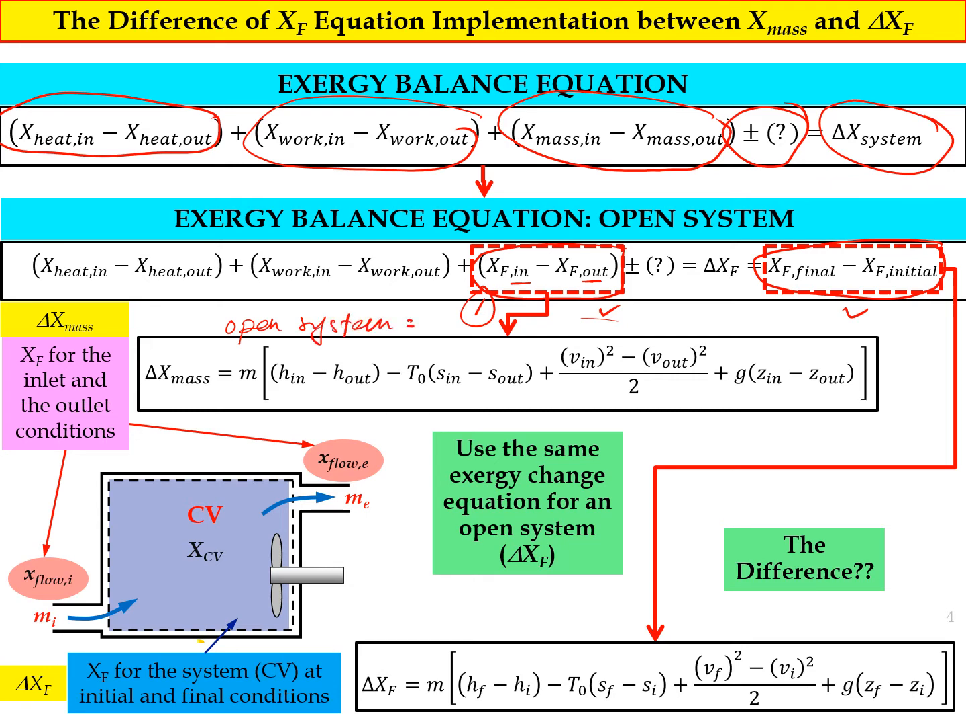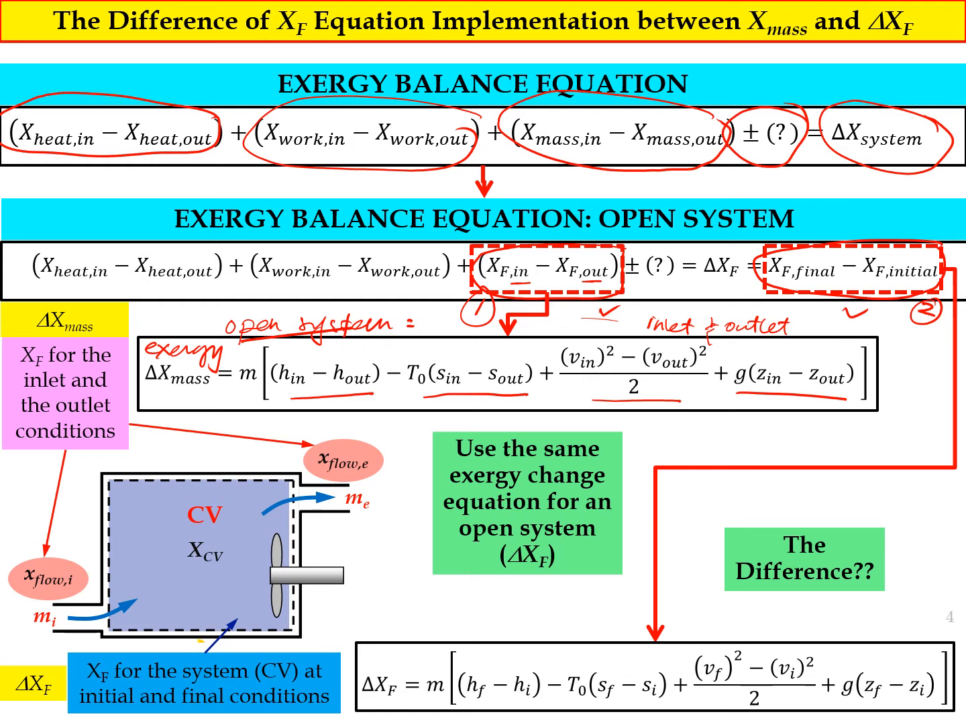If you recall from the previous topic, the exergy change for an open system is the enthalpy change, T naught multiplied by the entropy change, the kinetic energy, and the potential energy. Okay, this is between inlet and outlet. Right. The second equation on the right side here represents whether the system is steady or unsteady.